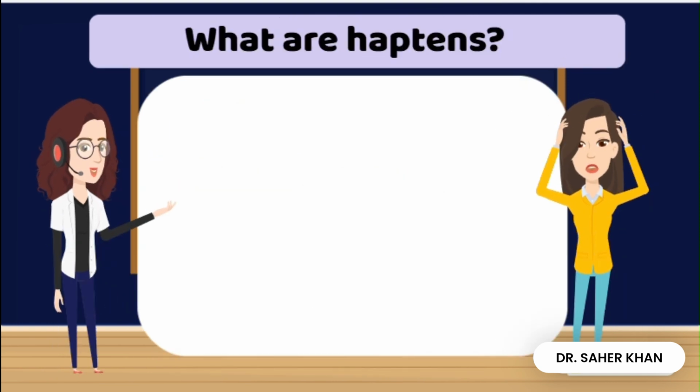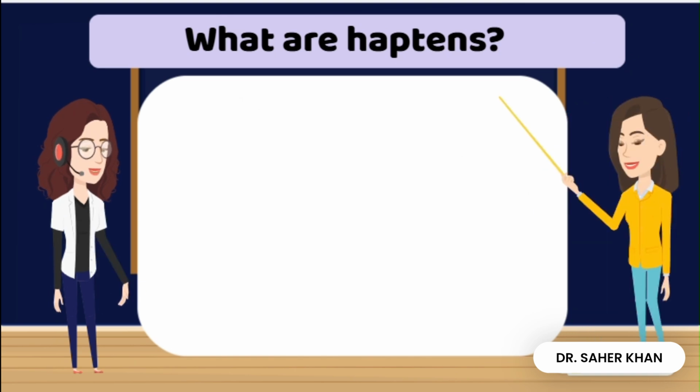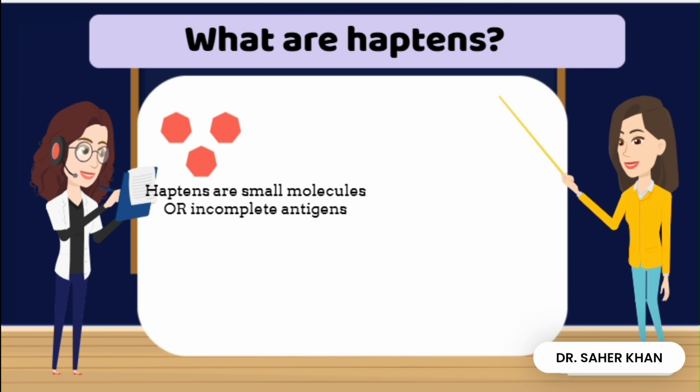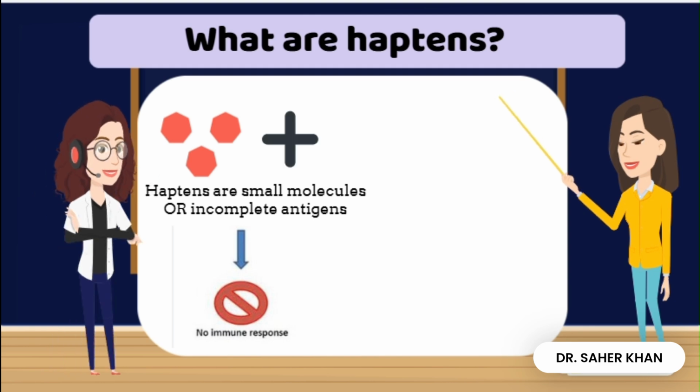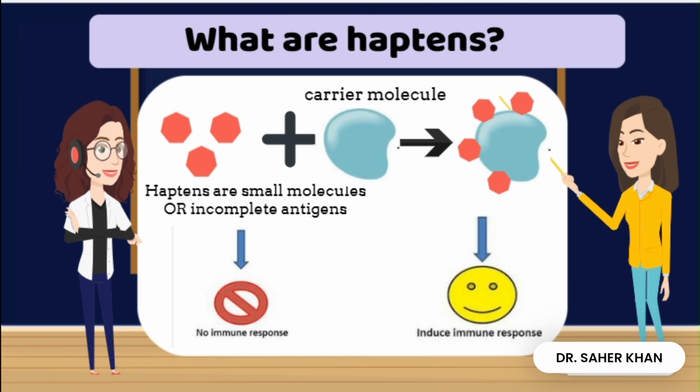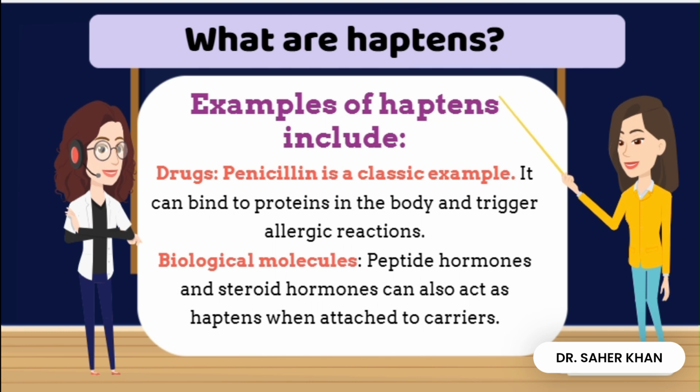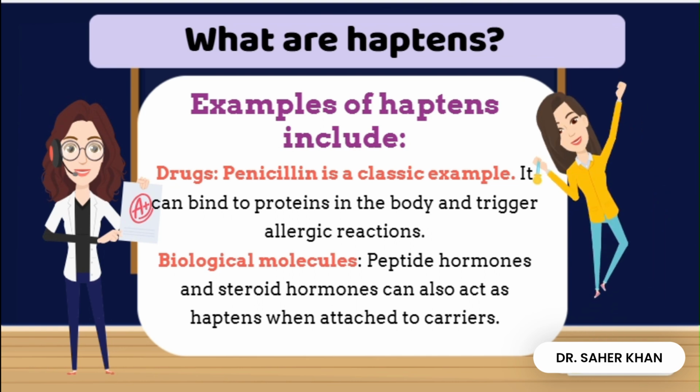Good. Next question. Define haptens and give one example. Haptens are small molecules or incomplete antigens, and they are called incomplete because they cannot trigger an immune response on their own. However, when they attach to a large carrier molecule, they form a complete antigen, and this combination becomes immunogenic, meaning it can stimulate an immune response in the body. Penicillin drug is a classical example of a hapten. It can bind to proteins in the body and trigger allergic reactions. Perfect. You may go now.